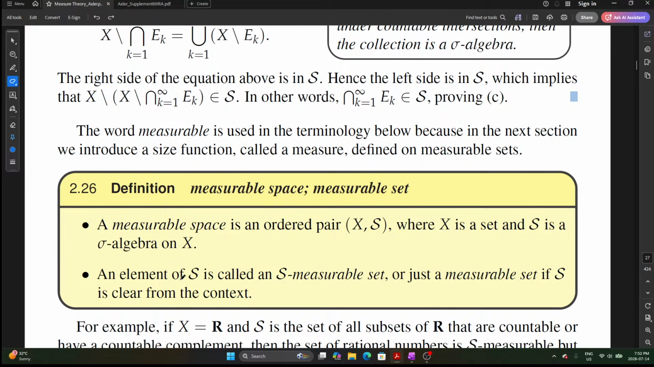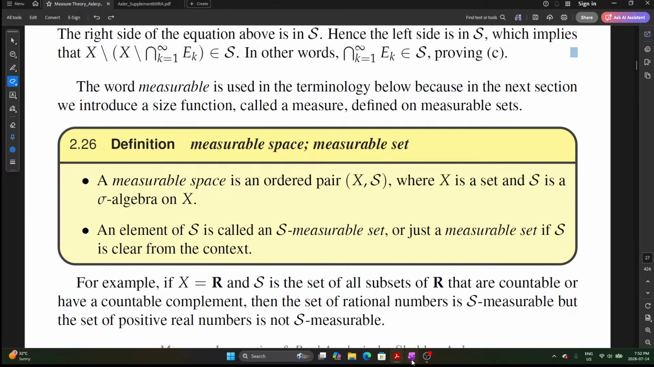An element of S is called an S measurable set, or simply a measurable set if S is clear from the context. So this is called an S measurable set. An element of S is called an S measurable set, or simply a measurable set if S is clear from the context. So that's an important definition. Why don't we just put that down?